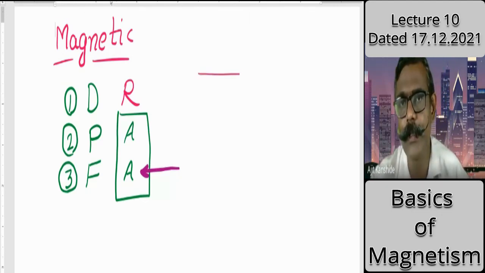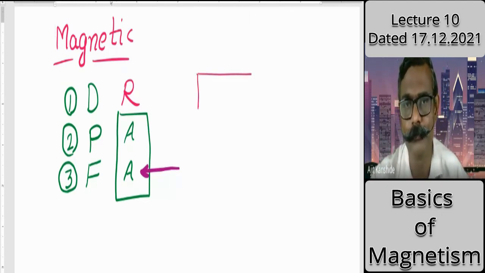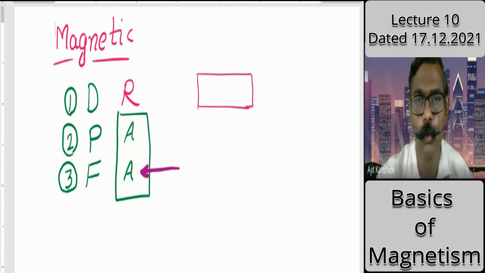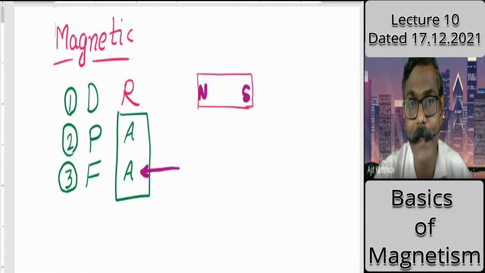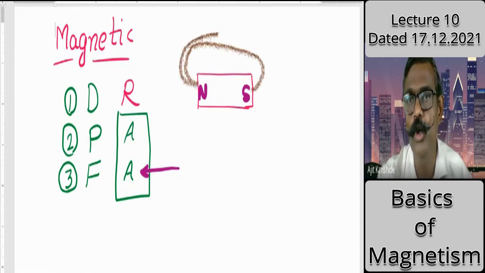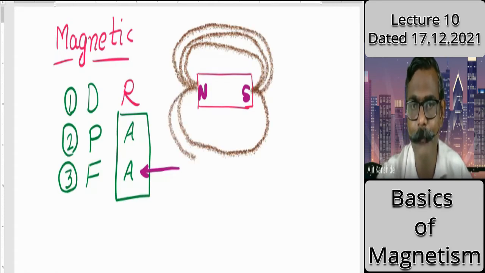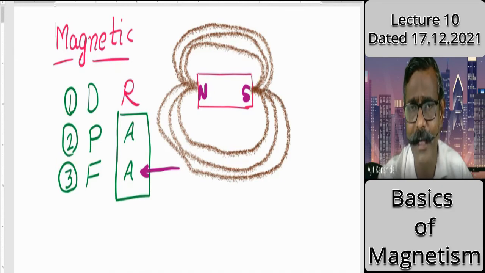So how do we understand the magnetism? Suppose I consider here one bar magnet, we represent one end as a north pole and the other as a south pole, and we show magnetic lines of induction. Don't worry about the shape of the diagram. Have you come across such a diagram? Yes, sir.